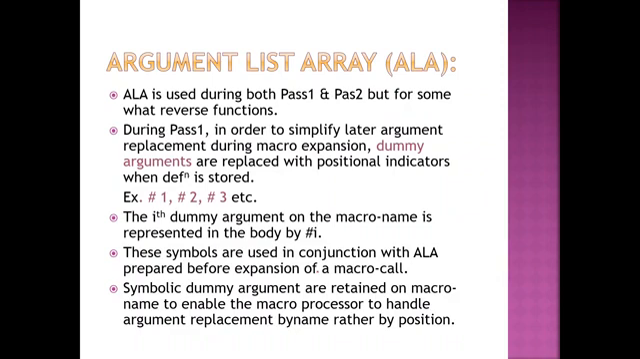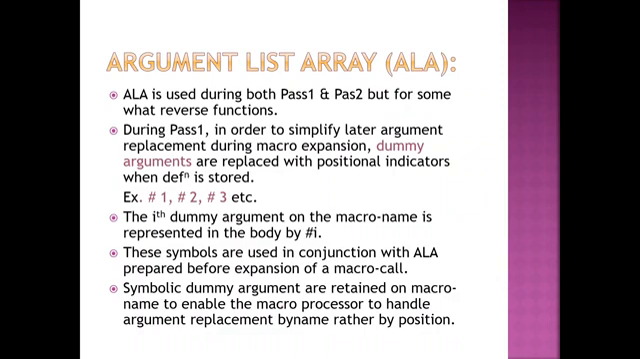The use of the argument list array is that dummy arguments are replaced with positional indicators, which means wherever there is argument 1, comma, argument 2, comma, argument 3, those will be replaced with #1, #2 and #3. And you will also know correspondingly what the actual parameter is. As I told you, this hash symbol is used only by the macro processor, and in the other parts of your program you are not supposed to use the hash symbol. It is meant for the macro processor only.